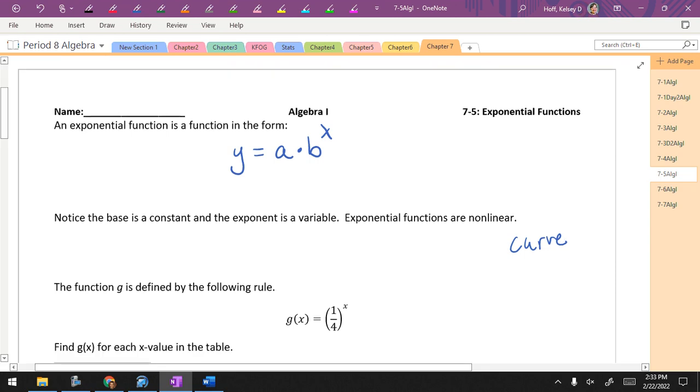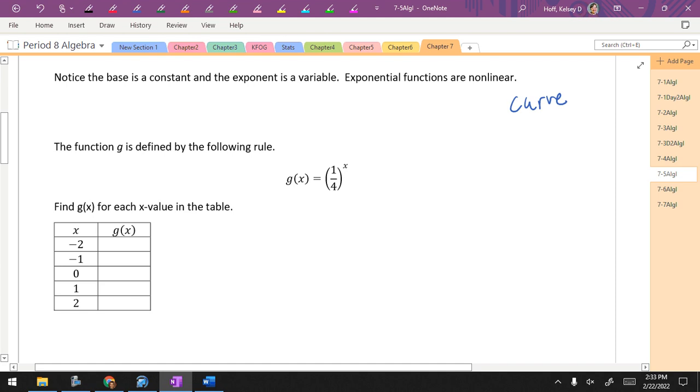So what does this look like? Here's an example of an exponential function. G of x is just a fancy way of writing y. Y equals 1/4 to the power of x. Now, if I wanted to write it, technically, that'd be like 1 times 1/4 to the power of x. Does that make sense? Technically, they could have a number. In this problem, they don't. So they just want us to get used to, how do we even calculate this? How do I work with it?